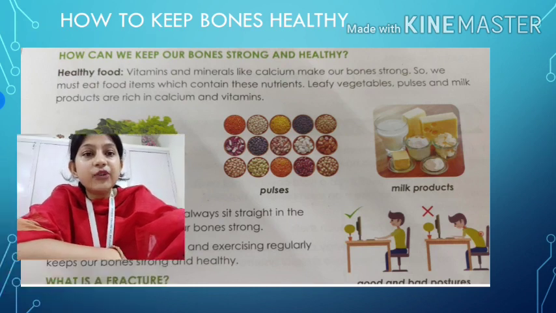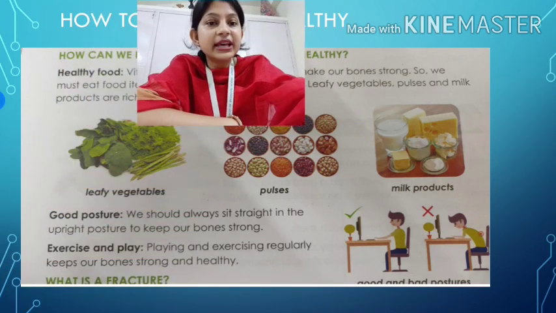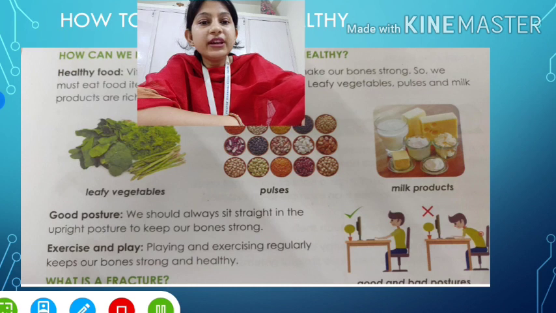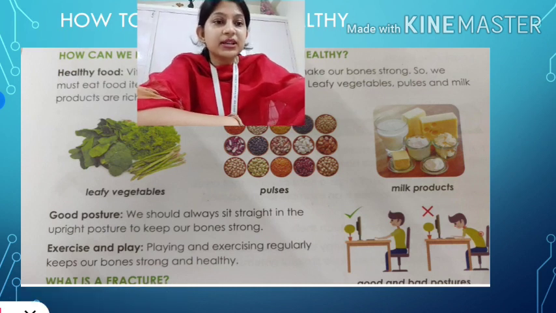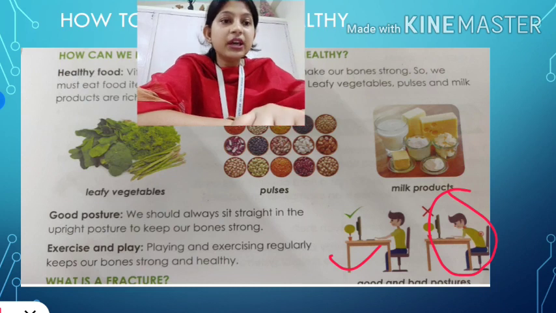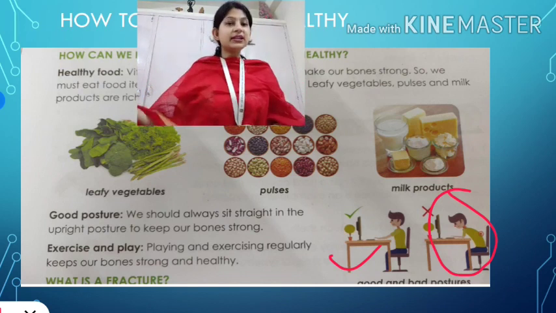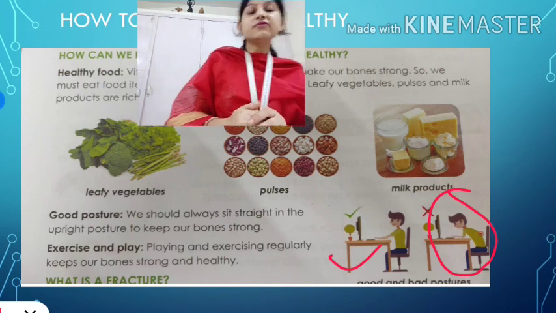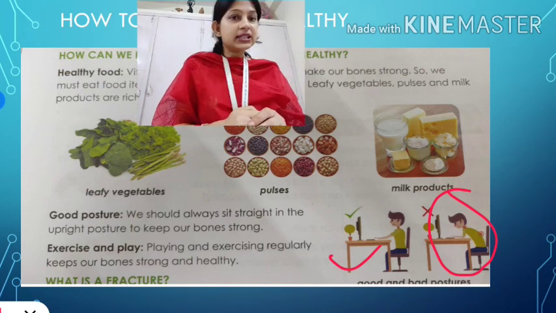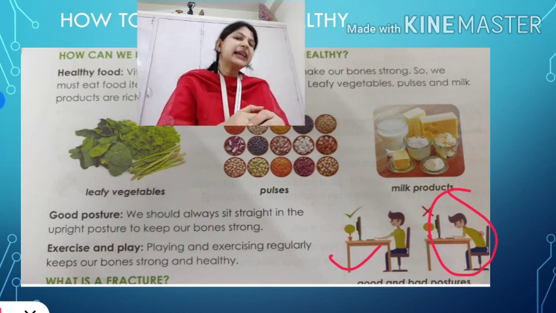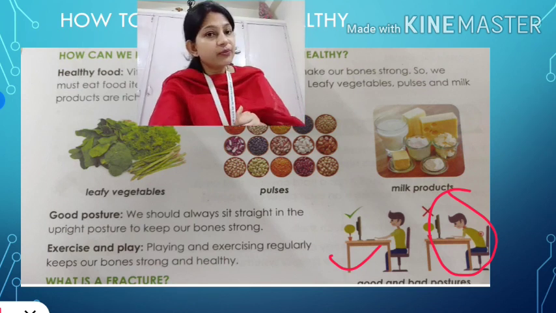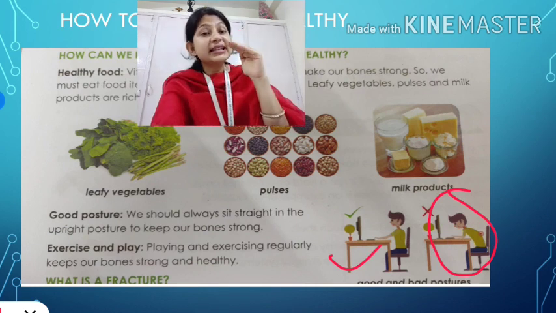Okay, now what else can you do to keep your bones healthy? You should always sit in a good posture. See, this is a good posture and this one is a bad posture. Okay, so what is the use of sitting in good posture? If you are always sitting in a good posture, your bones will be healthy. And if you are not maintaining good posture, sitting like this or that, what may happen? Your bones may get strained.